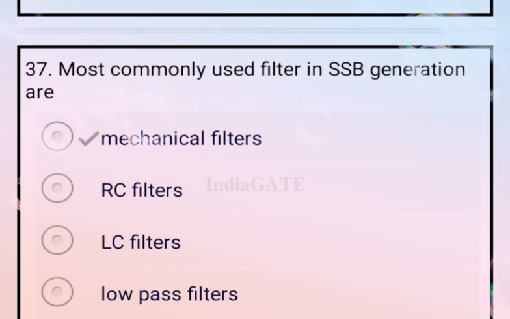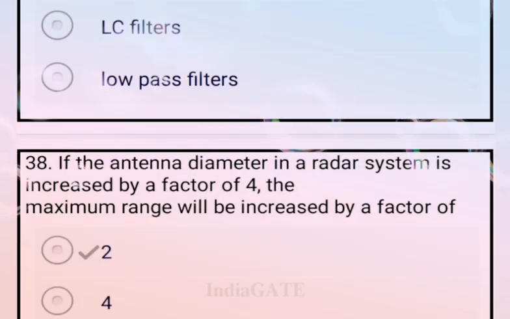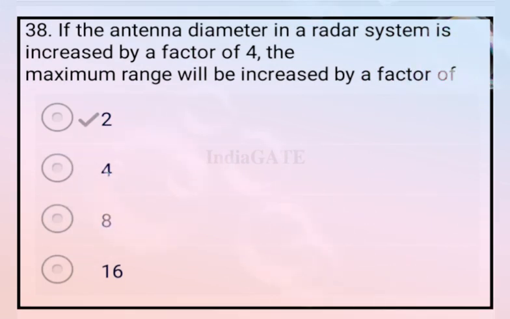Next question, the most commonly used filter in SSB generation are? So correct answer is option A, that is mechanical filters. Next question, if the antenna diameter in a radar system is increased by a factor of 4, the maximum range width will be increased by a factor of? So correct answer is option A, that is 2.